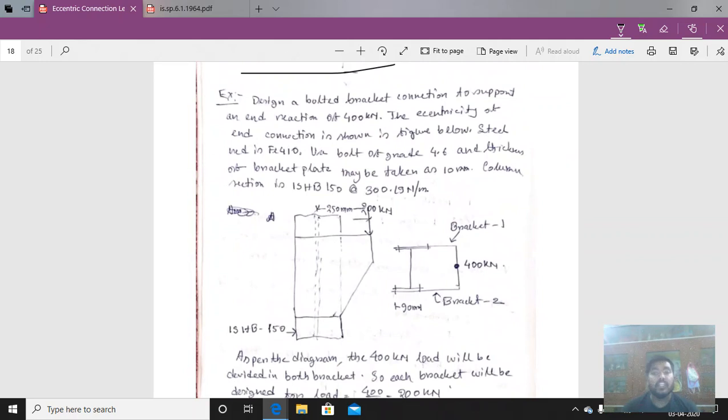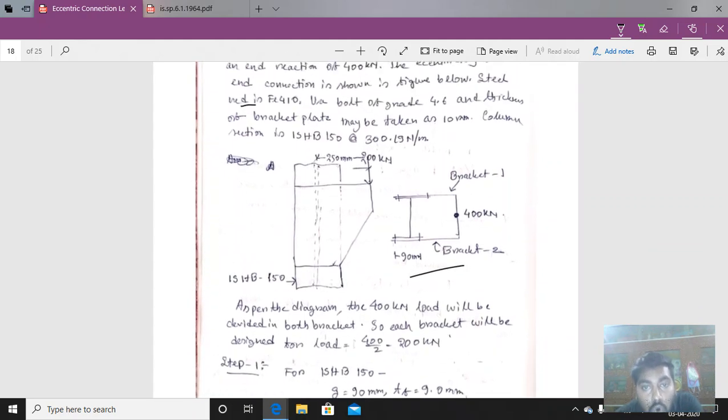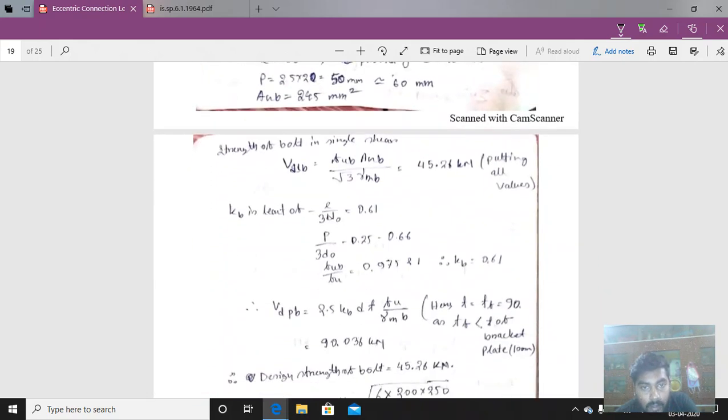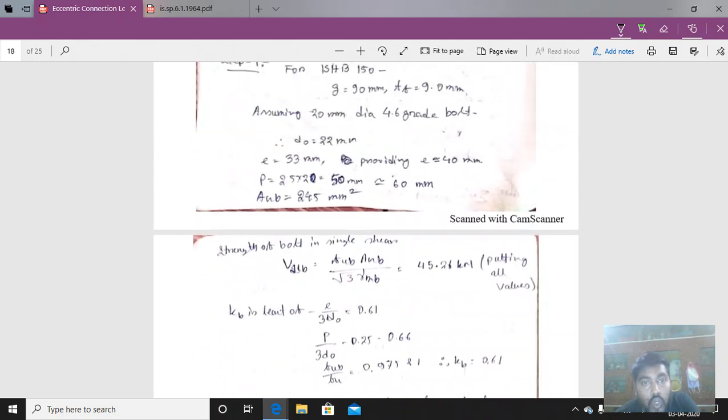Design a bolted bracket connection to support an end reaction of 400 kN. The eccentricity of the end connection is shown in the figure below. So this is the eccentricity shown. Steel used is Fe410. All the things are given. So the load is acting at a distance of 250 mm. So E is equal to 250. It is written here in the lower portion, that is E equals 250 mm.